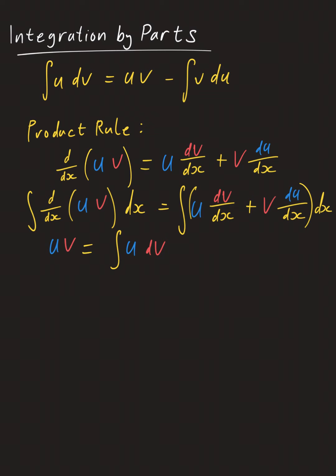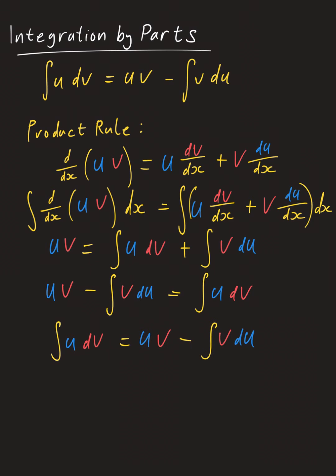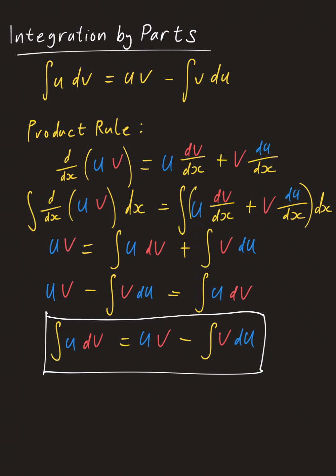There are some mathematically rigorous details we're skipping over there, but this kind of reasoning works fine for the kinds of functions that we'll be looking at. And similarly, v du dx becomes v du. Finally, I bring that v du term across in order to get the version of integration by parts that's given in the book. So integration by parts is like a rearrangement of the product rule for differentiation.